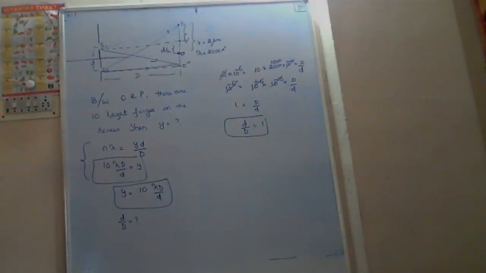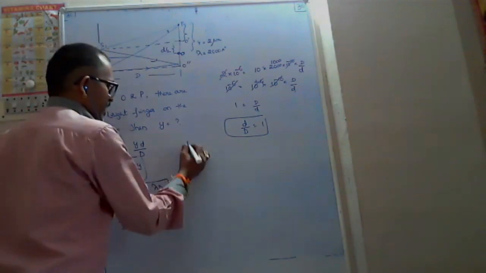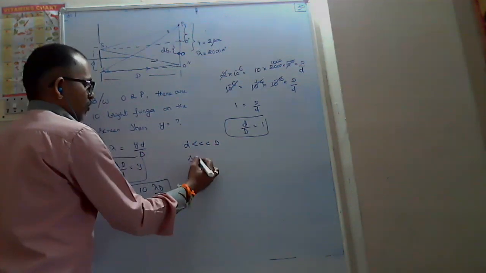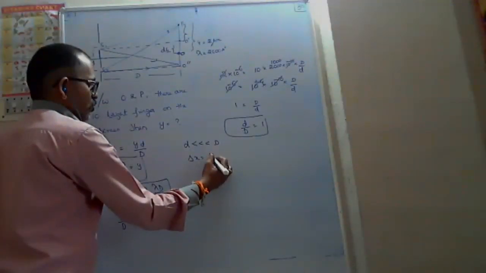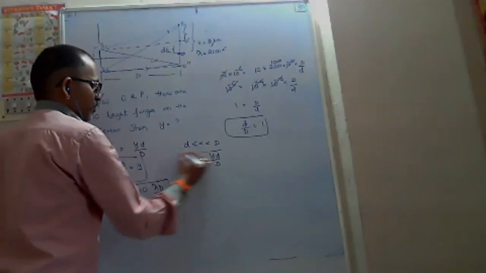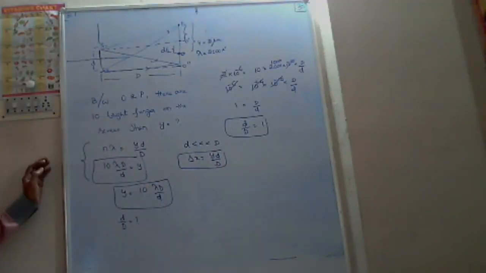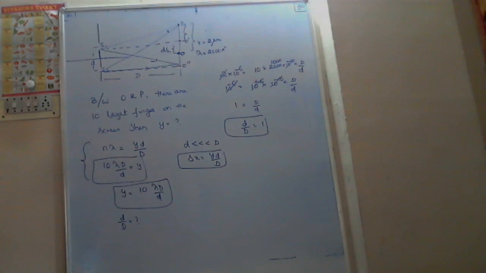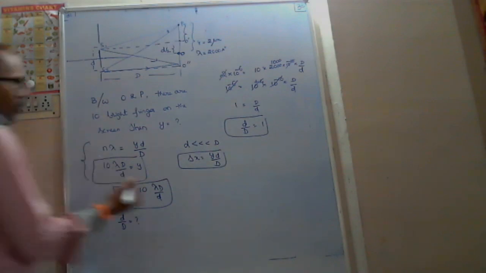Okay. Yes, so here try to understand my intention. Previously I gave one condition: if d is much less than capital D, then only you use the formula delta x equals yd by D. Am I right? Yes, sir. Otherwise, don't use that formula. I already told you. Sir, then what is the formula, sir?